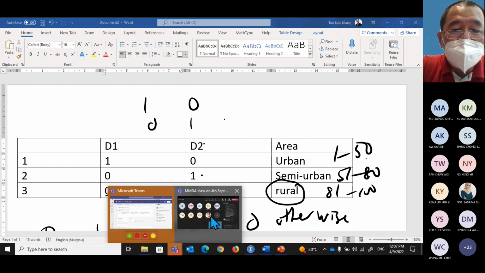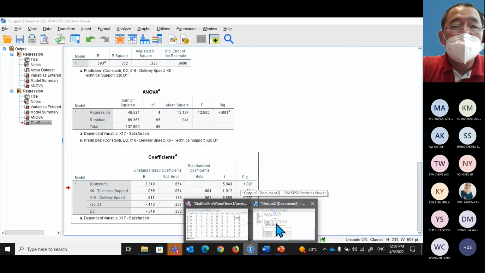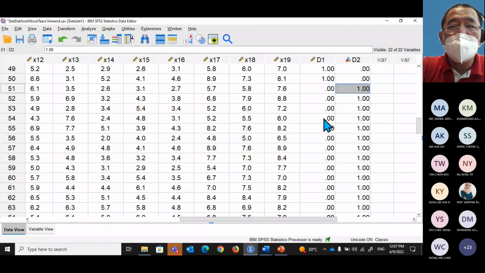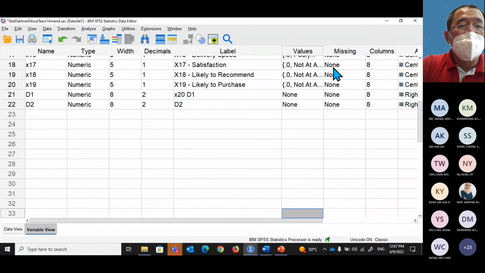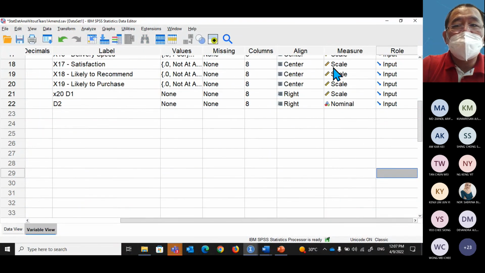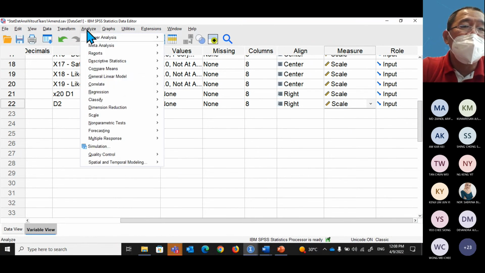Sorry, sir, can you go back to your data set? I noticed your variable D2 is nominal instead of scale. Good question. Will it have any impact on our analysis? Since you can get the output, I think no issue. Sometimes you cannot get the output. Okay, we change to scale and do it again, but I think the difference is not much. We do it now.